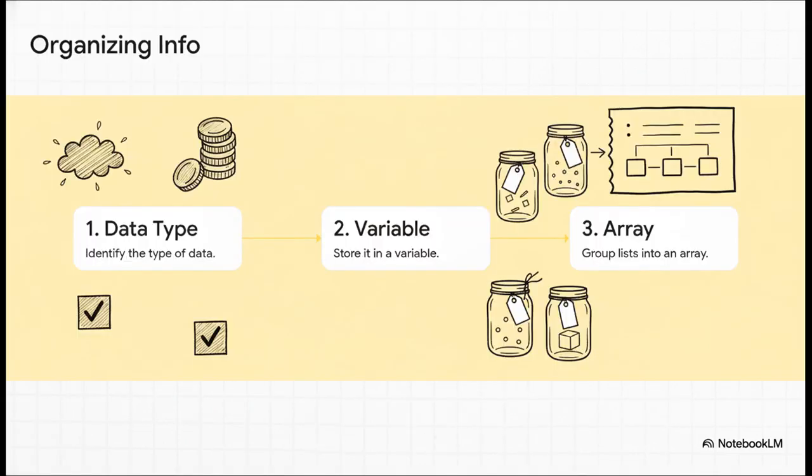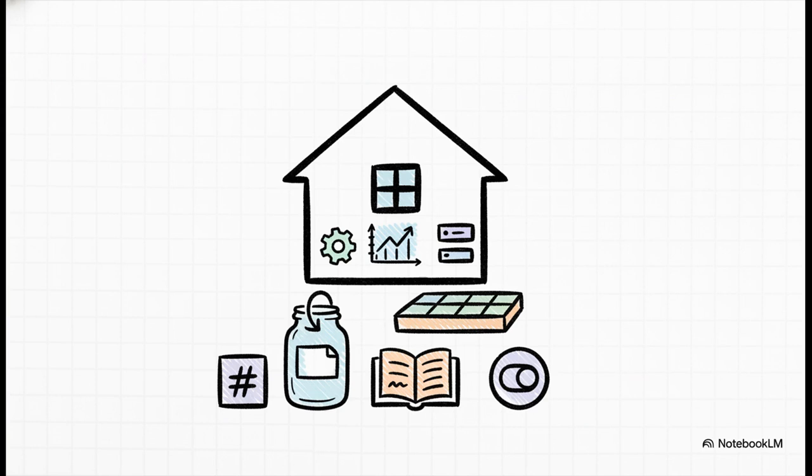So it all comes down to this really simple process. You start with your basic ingredients, the type of data you have. You put each piece of data into a labeled jar, a variable. And when you have a whole list of related items, you organize them on a recipe card, which is our array.